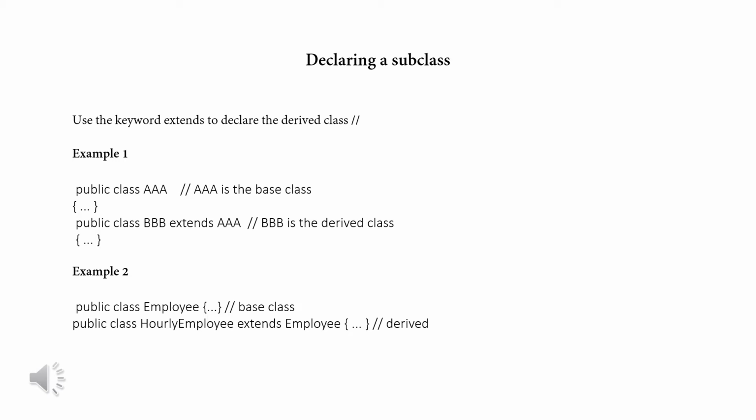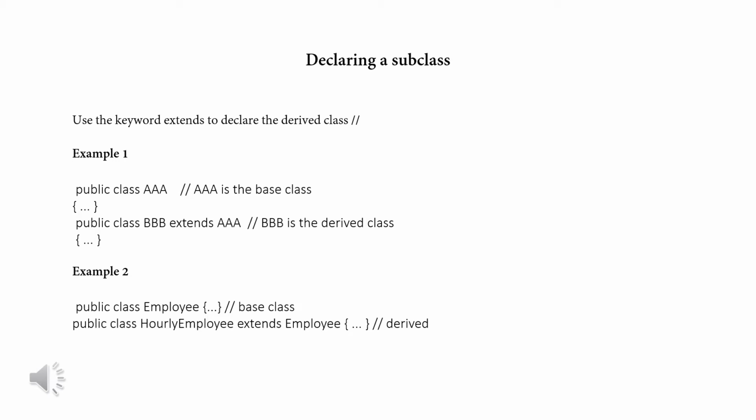The format is public class, then the name of class number two, for example here BBB, and then the keyword extends. After extends you need to write the name of class number one, which has all of the methods and all of the variables and is going to be the superclass. So that's the actual format of inheritance. Now you know that you need to use the keyword extends. Here you see one simple example.